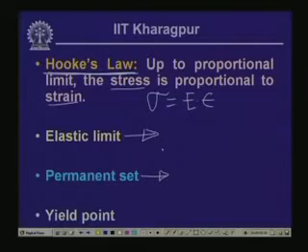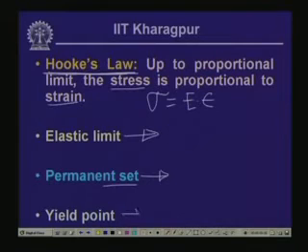The permanent set, as I have defined, is this: as the member yields, it reaches the yield stress, then the plasticity forms in the section. Then if we release the load, as we have seen in the case of elastic material, when the bar is still within its elastic limit, the bar comes back to its original position, but once it starts yielding, then if we release the load, the bar does not come back to its original position, and some amount of deformation gets permanently set in the body, and that is what we call permanent set.